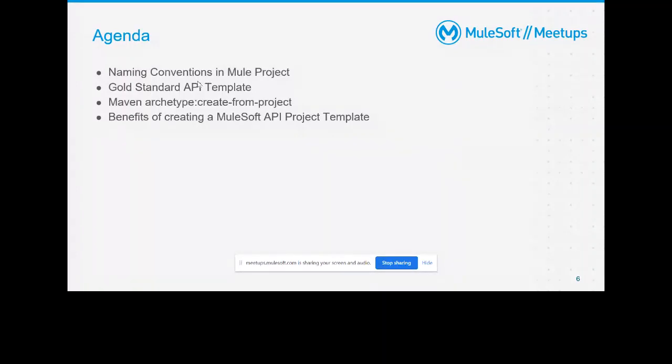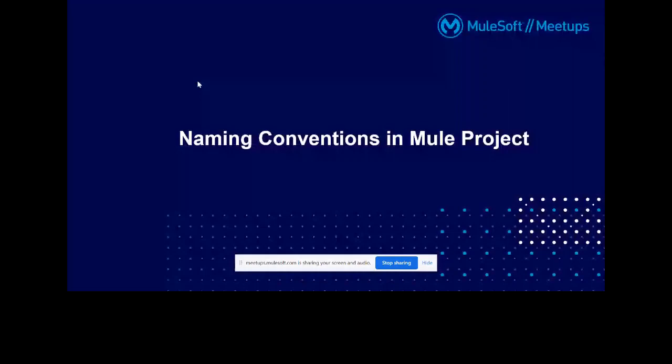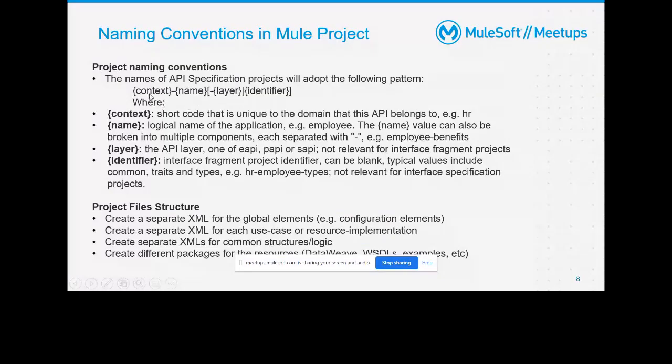So let me start. The first thing is the project naming convention. If we look at the standards, there are four parts. The first one is the context. For the context, we can define a small unique name that belongs to the API. For example, we can take HR as an example.